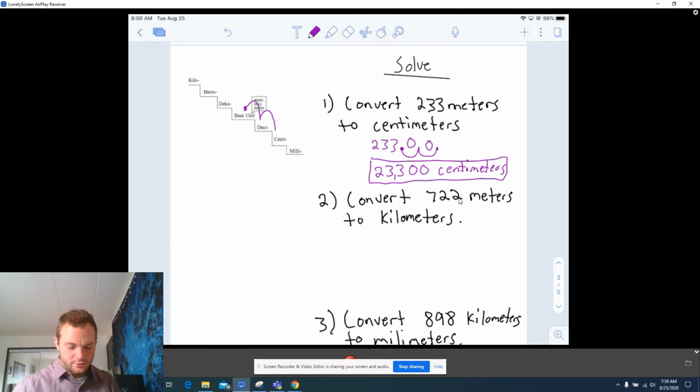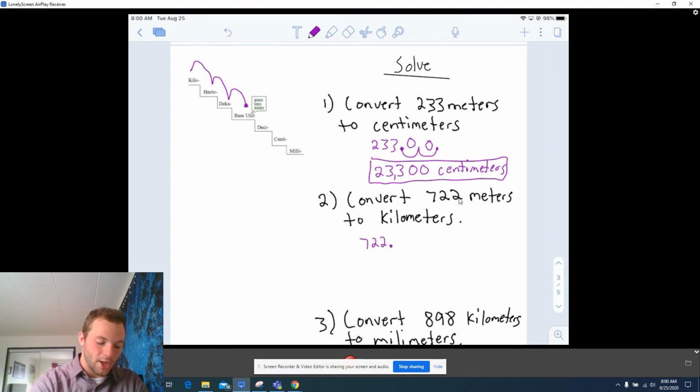Let's look at number 2. We have 722 meters to kilometers. So I'm going to start with my 722. I'm going to place my decimal place, which if you don't see one is right after the whole number. So we're going meters, which is a base unit, to kilometers. So that's going to be 1, 2, 3 decimal places I'm going to move it. And I'm going to move it left because I'm going up.